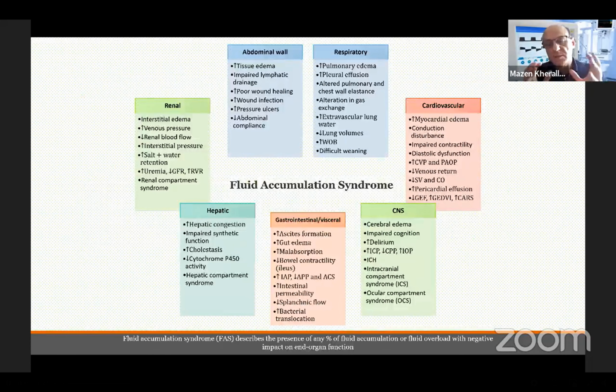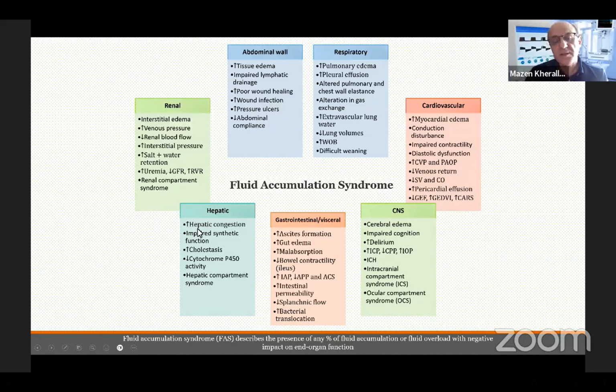And the fluid accumulation syndrome would manifest with symptoms and signs in multiple organs. But more remarkable would be in those organs that are encapsulated. There's not much space for these organs to enlarge, such as the kidneys, the liver, and the brain. In the kidneys, we're going to have interstitial edema. The venous pressure is going to be increased, and that will lead to decreased blood flow and, of course, increased interstitial pressure. This will lead to decreased GFR and increased creatinine, and that's what we call renal compartment syndrome. The renal compartment syndrome here is because of the fluid inside the kidney, but it could also be part of the abdominal compartment syndrome.